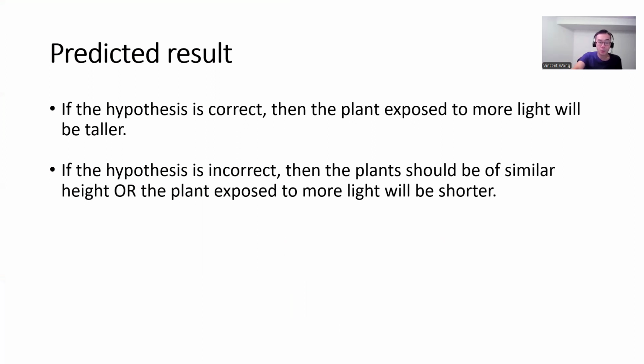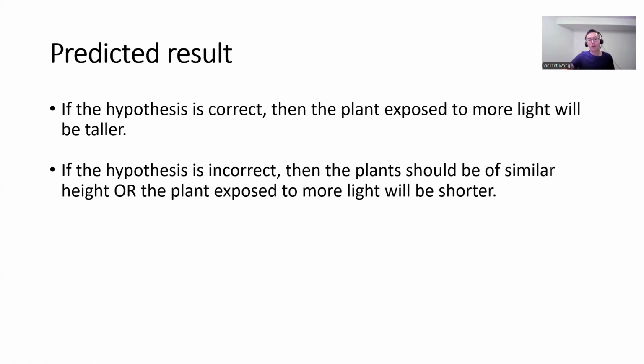So while you wait for the results, you can predict the result. What kind of outcome are you expecting if the hypothesis is correct or incorrect? So if the hypothesis is correct, then you would expect a plant that is exposed to more light to be taller. And if the hypothesis is incorrect, then you would expect both plants to be similar height or that the plant exposed to more light will actually be shorter. That's possible. Some plants don't really like too much light exposure. So if you give them more light, they might turn out to be shorter.